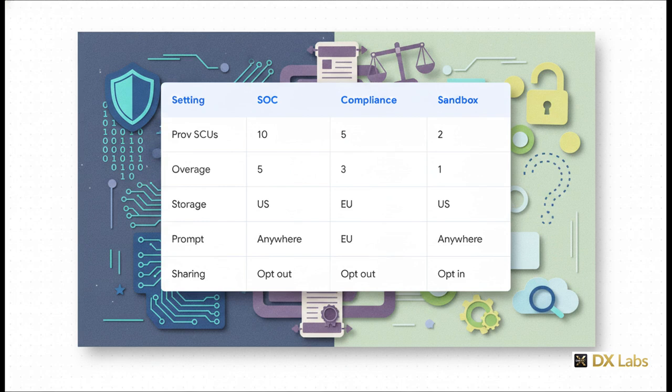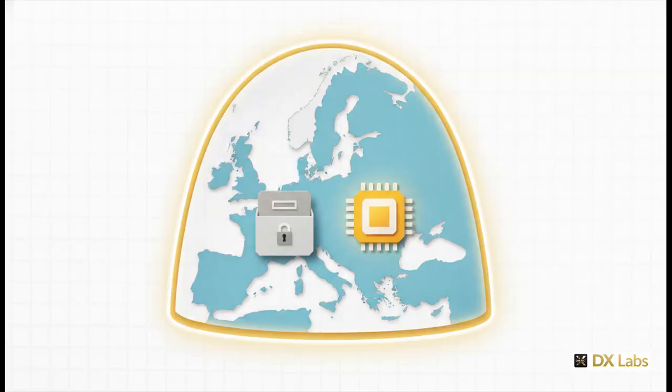And prompt evaluation is set to evaluate anywhere for maximum speed during a cyber attack. Data sharing is, of course, strictly opted out. Now compare that to the sandbox workspace. It only gets 2 SCUs to save on costs, and data sharing is actually opted in because, well, it's just for safe experimentation. But I want us to really focus on that compliance workspace configuration.